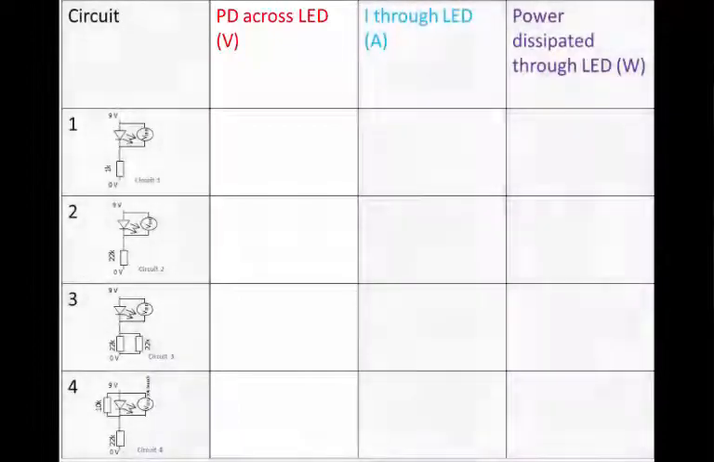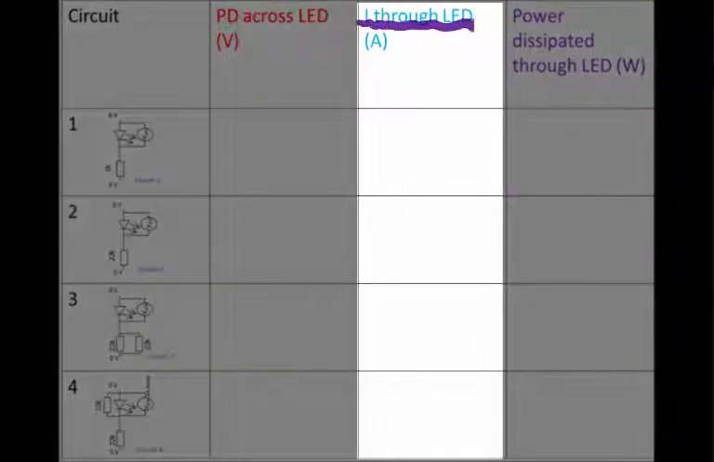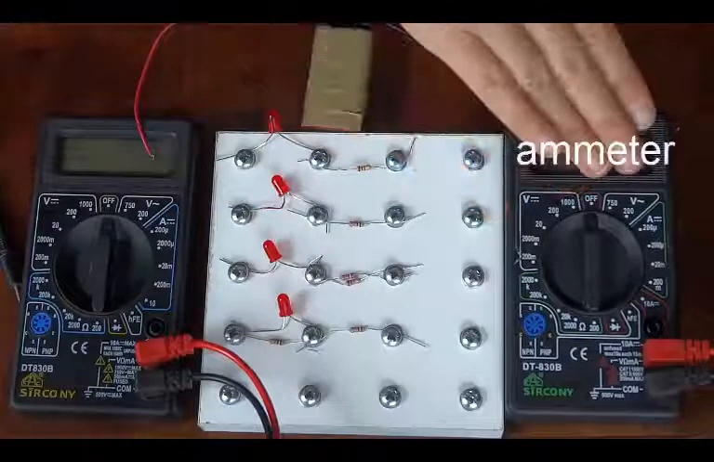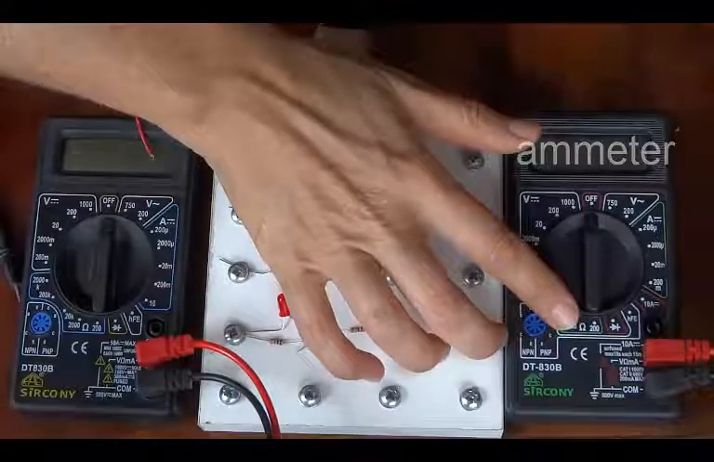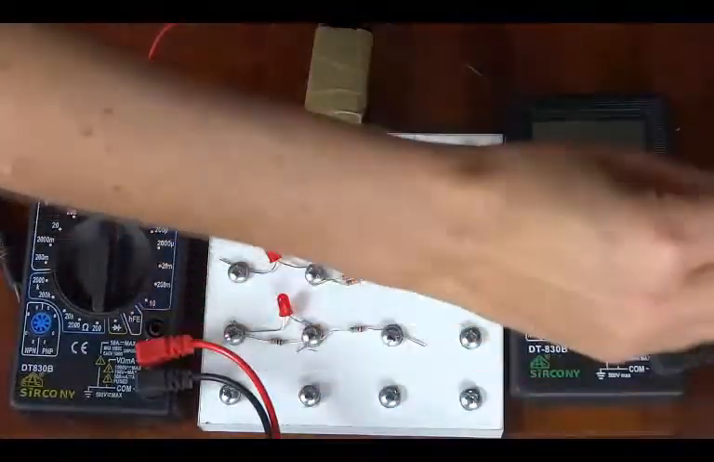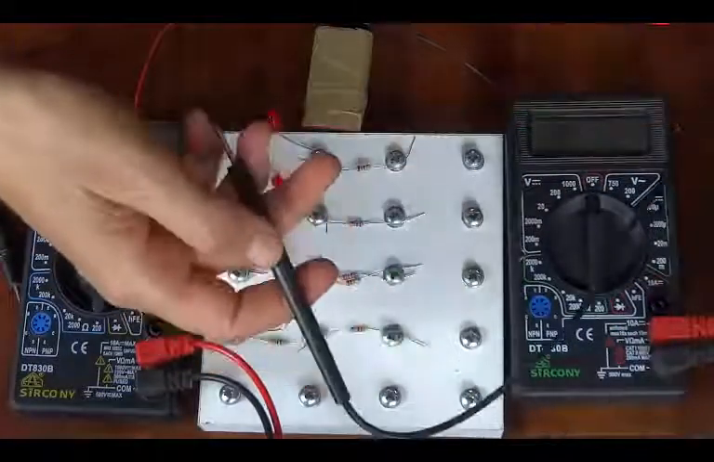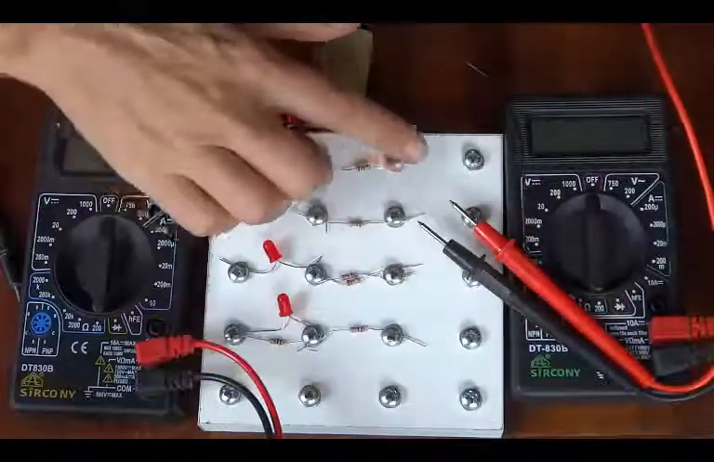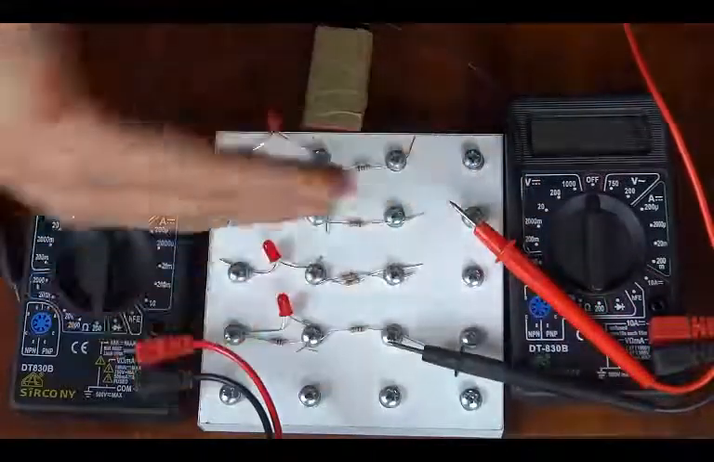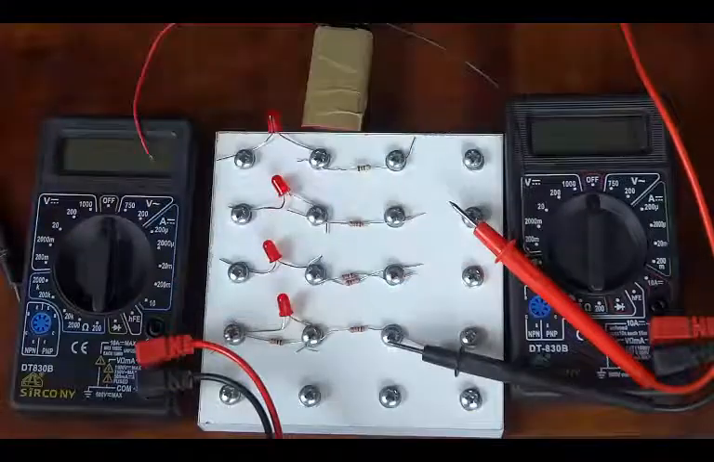Then we also need to measure the current strength through the LED. For that we need an ammeter. We're going to use this multimeter as an ammeter. So we need to connect it in series within the circuits. So we're going to complete the circuit using the ammeter, and then that will give us the reading of the current strength in the main part of the circuit for each circuit.